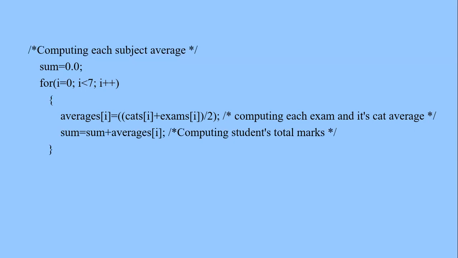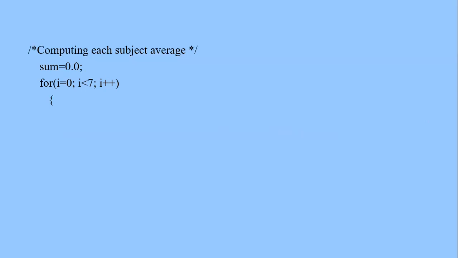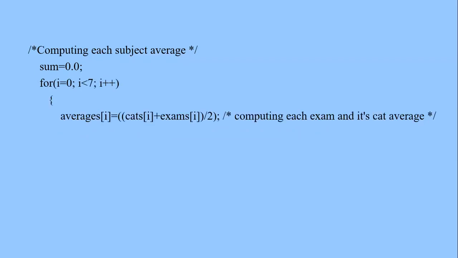And then you increment the value of I. If I is less than 7, do the same. Pick the content of memory location called exams at that subscript I. Then add to the cut at subscript I. The results assigned to averages at subscript I. Then pick the content of memory location called averages at that subscript I, add to the content of memory location called sum, and the overall result assigned to sum.